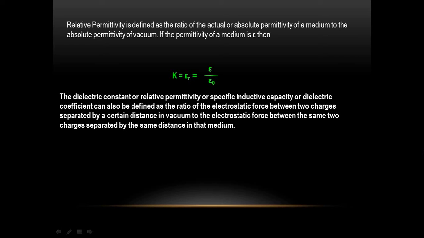The dielectric constant, or relative permittivity, or specific inductive capacity, or dielectric coefficient, can also be defined as the ratio of the electrostatic force between two charges separated by a certain distance in vacuum to the electrostatic force between the same two charges separated by the same distance in the medium. Therefore, we can write K or epsilon r as the ratio of the force in the vacuum divided by the force in the medium when we place two charges of the same magnitude, one in the vacuum and another in the medium, with the same separation. This ratio is known as the dielectric constant or relative permittivity of the medium. This value is a unit-less number and has no dimension.